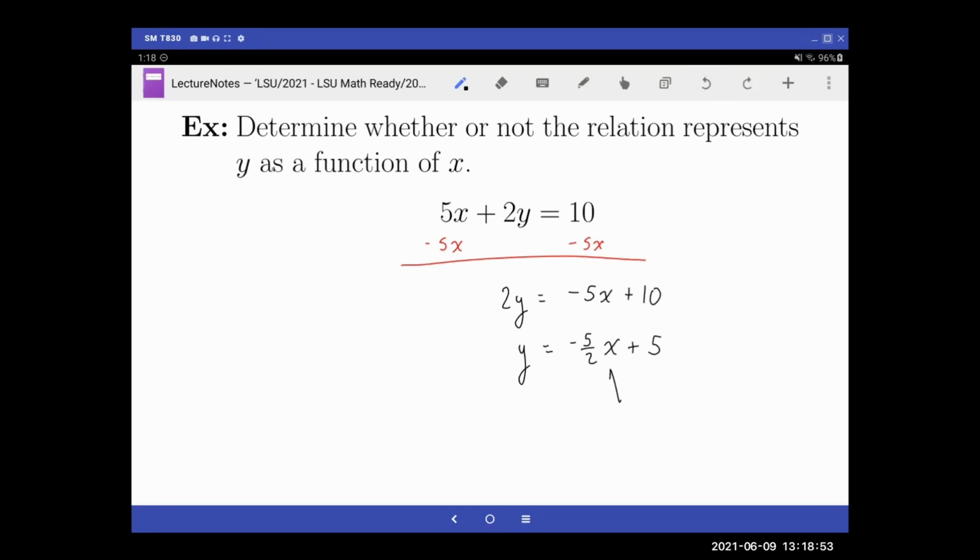Because you can imagine, if you plug in a number for x, let's say you plugged in 0, you would get y equals 5. If you plugged in 2 for x, you would get y equals 0. So every x value you plug in will give you a single y value out. And so therefore, we would say that this one is a function.